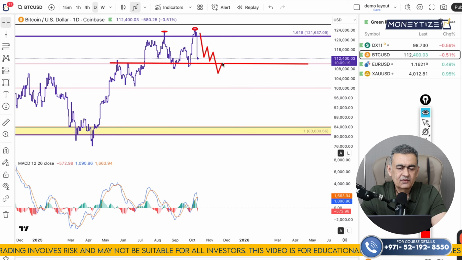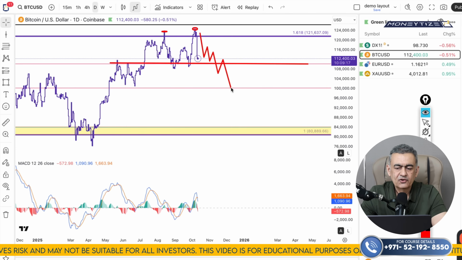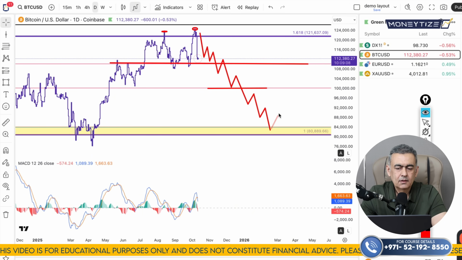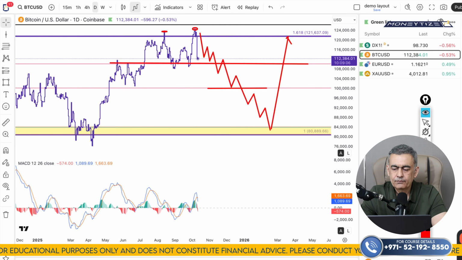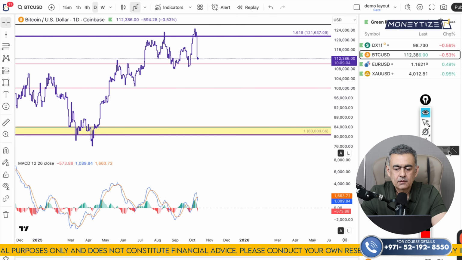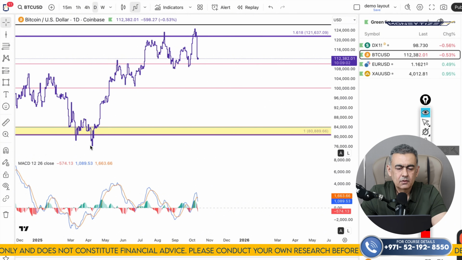So only if I see momentum building up towards 100 or below 100, then we can expect a deeper pullback towards the 83 or 84,000 mark, and then continuation higher. Otherwise, it could be sideways consolidation.